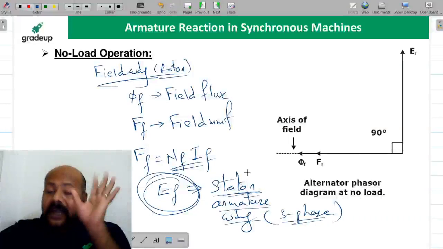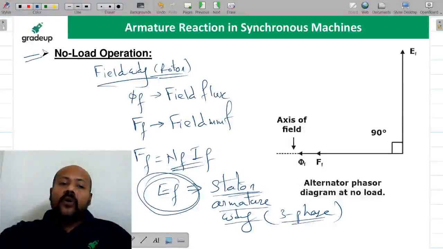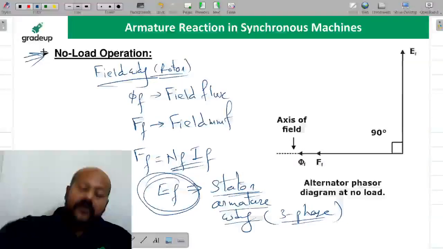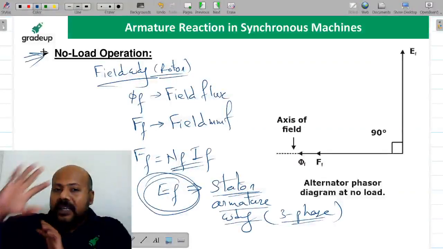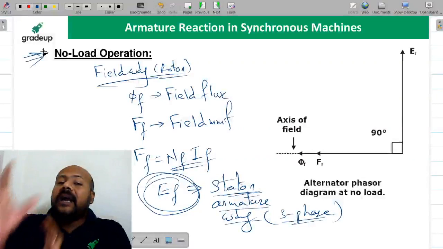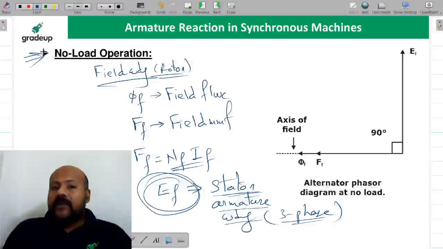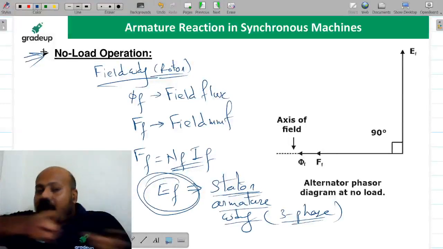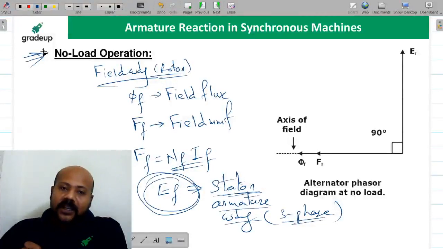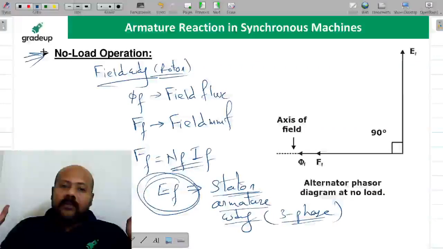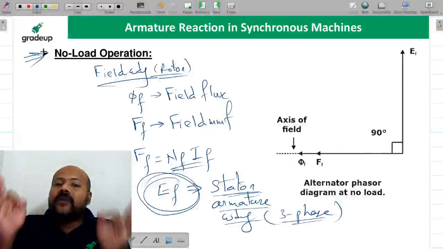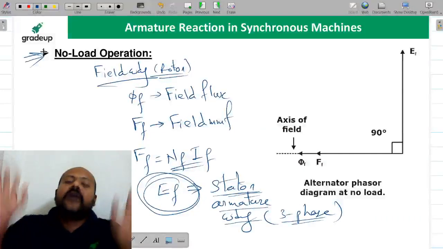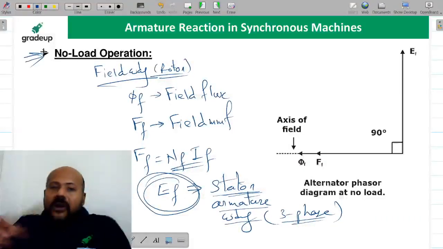Now the first case we are taking is the no load operation. What is the meaning of no load operation? It means there is no load connected at the armature winding terminals. Then the current drawn from the alternator or generator is going to be zero. I have already told you that all the time you are going to characterize the load in terms of current. So no load means no current drawn.